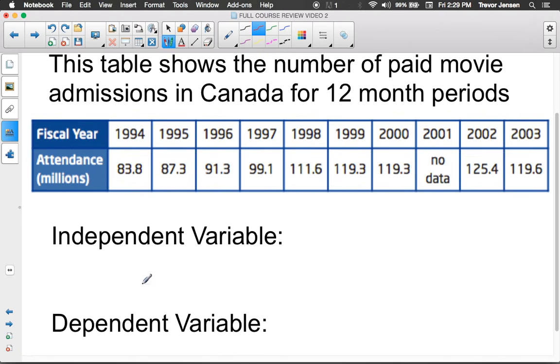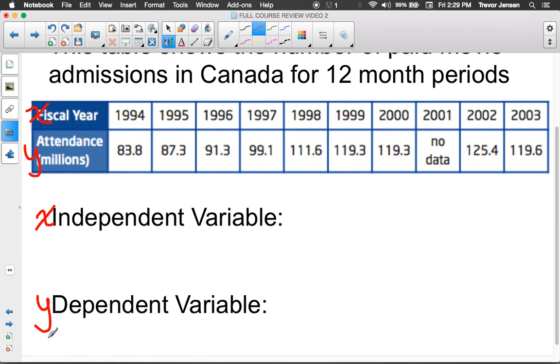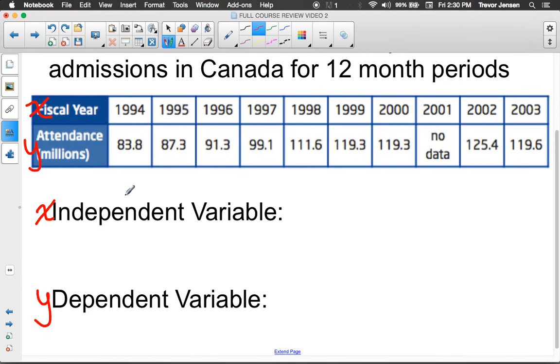It's important to understand the difference between the independent and the dependent variable. If we have a table of data that's in horizontal rows like this, x, our independent variable, is usually the first row, and y, our dependent variable, is usually the bottom row. It's important to know the difference between the two variables because that determines where we put the variables on our graph. The independent variable goes on the horizontal axis, dependent on the vertical axis. And also, independent variable is year in this one. Dependent variable is movie attendance.